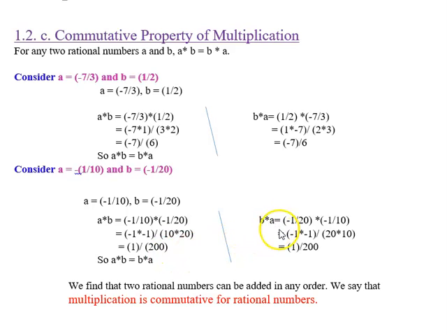Now we'll multiply b times a. So b is negative 1 over 20 times a is negative 1 over 10. We are multiplying numerator and denominator separately. So negative 1 times negative 1 over 20 times 10. So that is 1 over 200. So this is b times a. So we can conclude that a times b is equal to b times a. So if you multiply rational numbers in any order, you will get the same result. So we can conclude that multiplication is commutative for rational numbers.